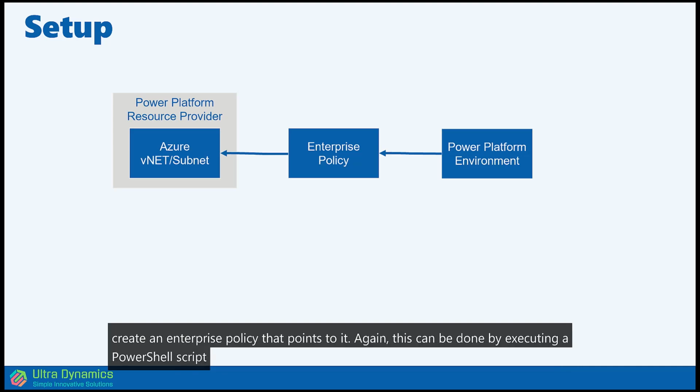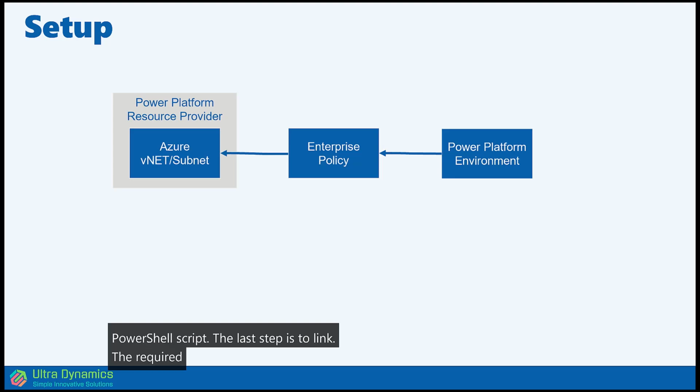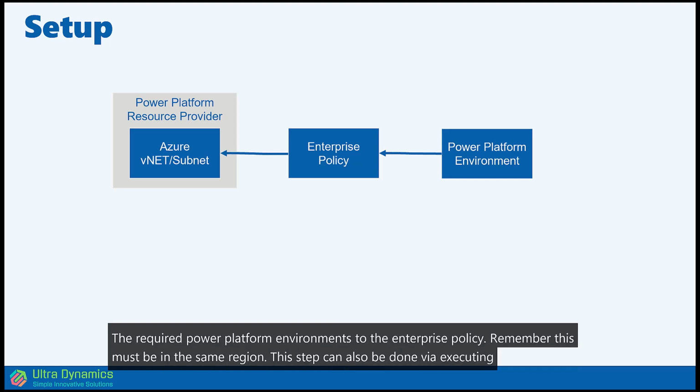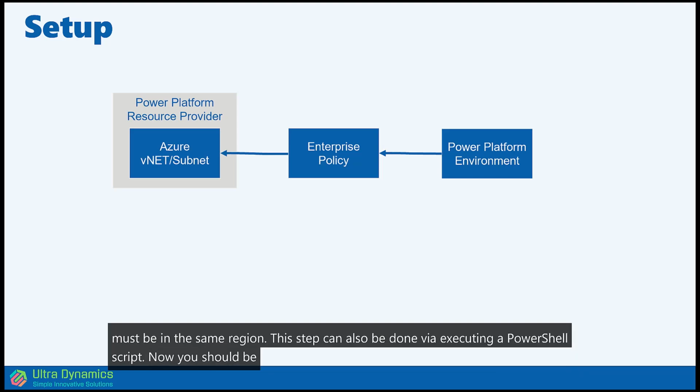The last step is to link the required Power Platform environments to the enterprise policy. Remember, these must be in the same region. This step can also be done via executing a PowerShell script. Now you should be ready to go and you can perform testing to ensure everything is working as expected.